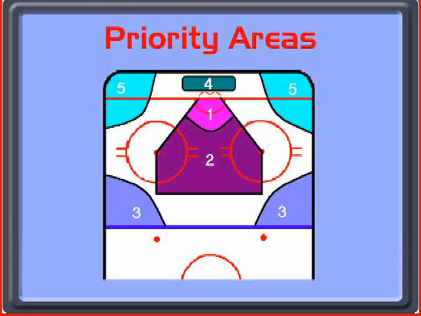Area 1 is the most likely area from which a goal will be scored, and Area 5 is the least likely area from which a goal will be scored. A player should never be in a higher numbered area when the opposition has the puck in a lower numbered area. If the puck reaches Area 1, all 5 players should collapse to that area to help the goaltender.